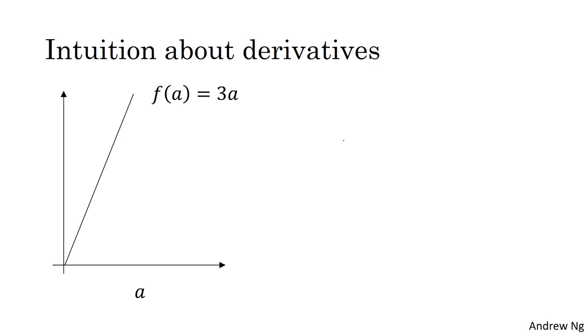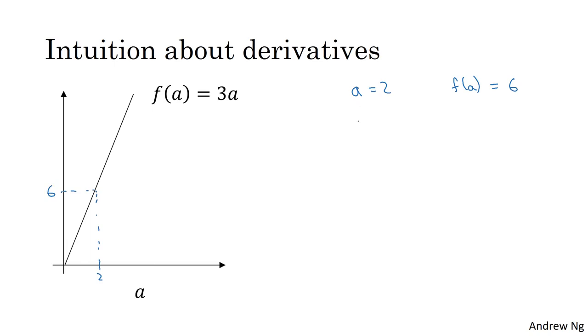I've plotted here the function f of a equals 3a, so it's just a straight line. To gain intuition about derivatives, let's look at a few points on this function. Let's say that a is equal to 2. In that case, f of a, which is equal to 3 times a, is equal to 6. So if a is equal to 2, then f of a will be equal to 6.